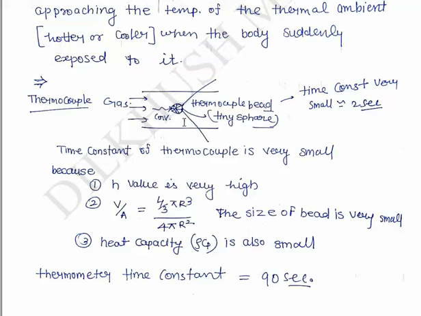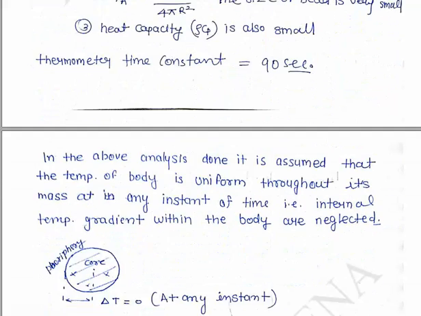Here we have the thermocouple. The time constant of a thermocouple is very small because the coefficient of convection value is very high. Here V by A is equal to the volume of the sphere, that is 4 by 3 pi r cube, upon the area of the sphere, that is 4 pi r square. The size of the bead is very small and the heat capacity, rho Cp, is also small. Then the thermometer time constant is equal to 90 seconds.